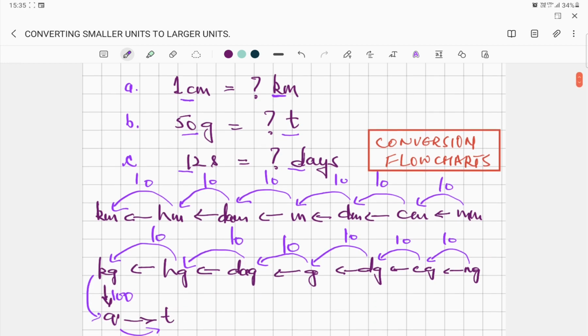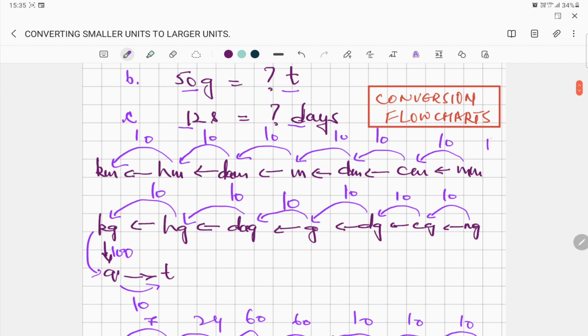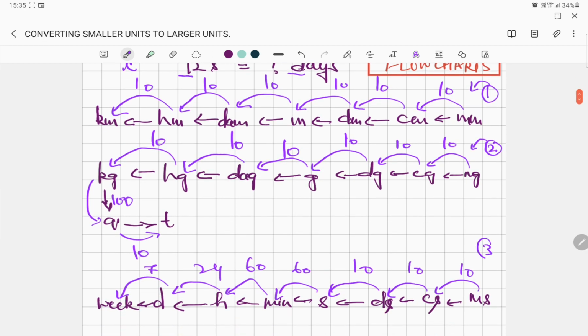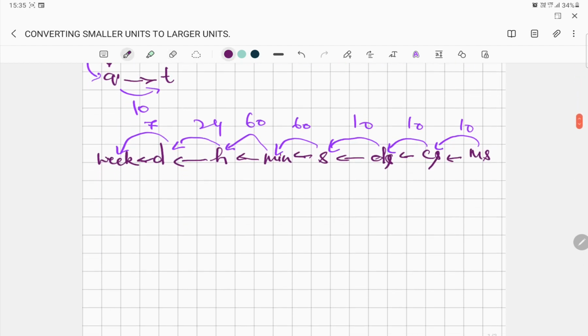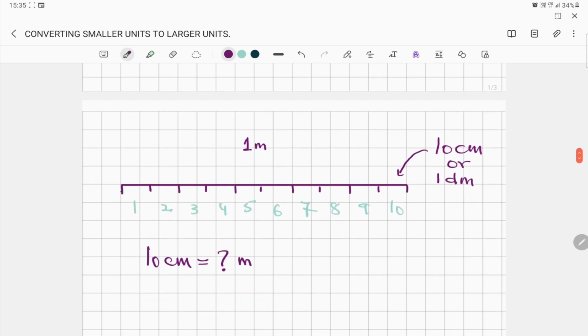Now, in order to do this, again, we need some conversion flow chart. So the first flow chart that we have here is the conversion flow chart for length. And this second flow chart is the conversion flow chart for mass. And the third conversion flow chart that we have here is for time. And we already have dealt with them individually in our previous videos. Now, I'm going to come to a little example so that we can understand how a smaller unit can be converted into a larger unit.